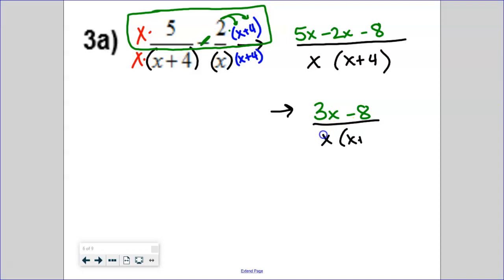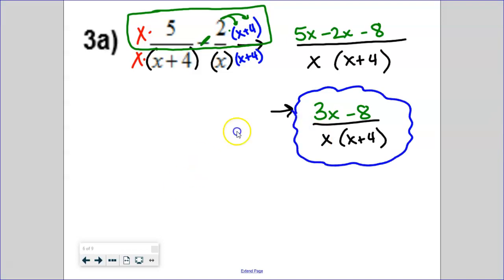I know on the worksheets the answer keys are sometimes foiled out. I really don't like you guys doing that, and I would prefer you not to do that. So sorry if I've given you some misleading answer keys before. That's the answer to 3a.